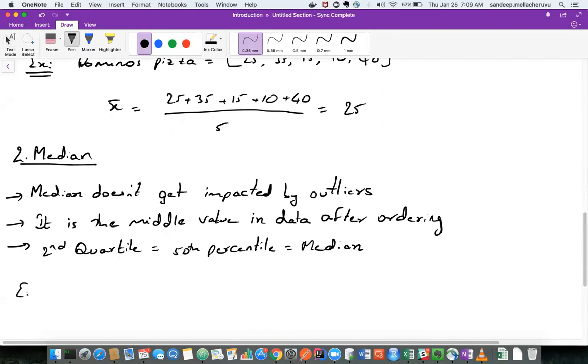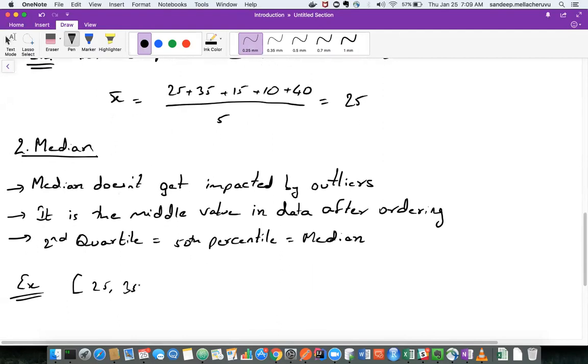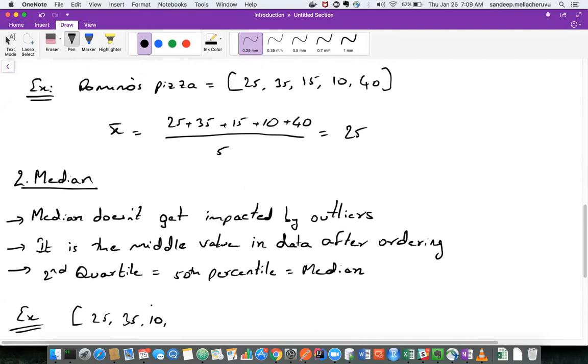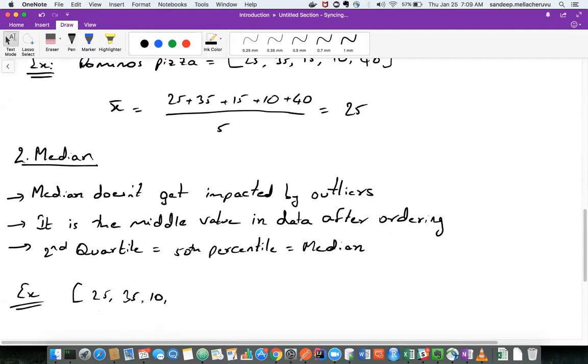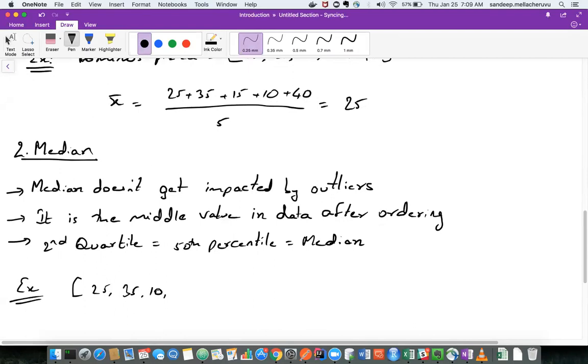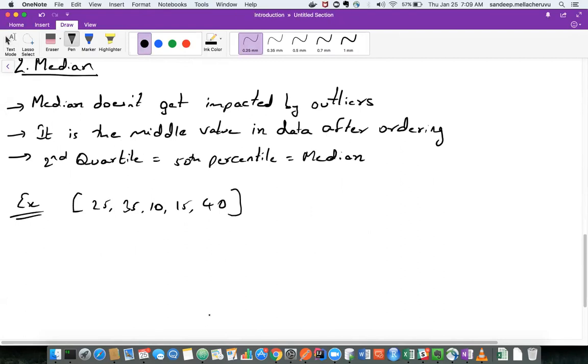Yes. Here again we can take the same Domino's pizza example: 25, 35, 15, 10, 40. What is the median here? Anyone can try. You have to sort the data: 10, 15, 25, 35, 40. 35 is the median.